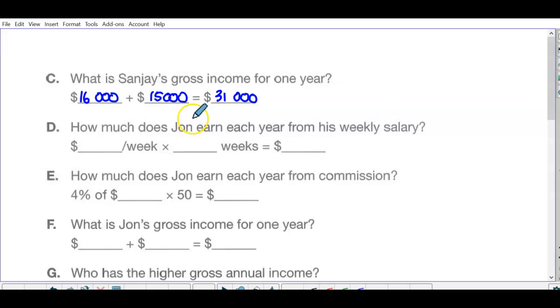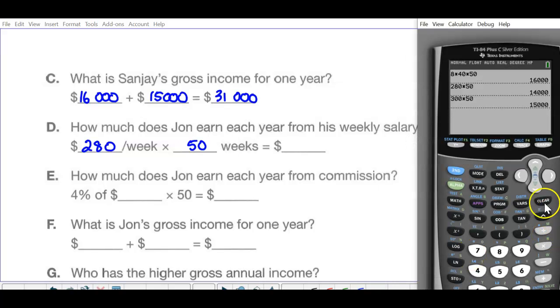Again, that minimum wage is now much higher. Now let's look at John. How much does John earn each year from his weekly salary? So he earns $280 a week for the 50 weeks. So $280 times the 50 is $14,000.